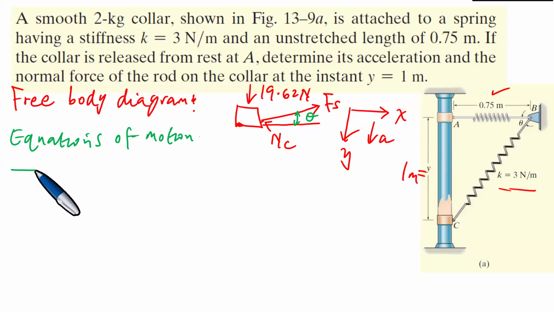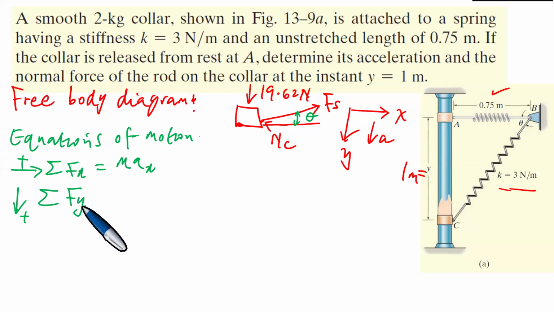Right, so now, a couple of things here. The summation of Fx is m a_x. There's a force that is straight down. The summation of Fy is m a_y. So in the end, what we're saying is the sum of the forces in the x direction.